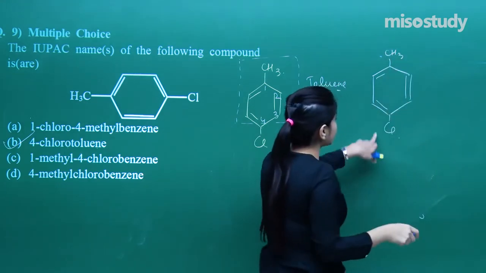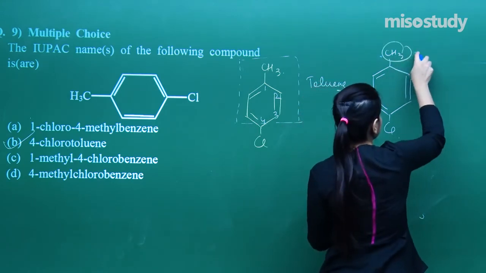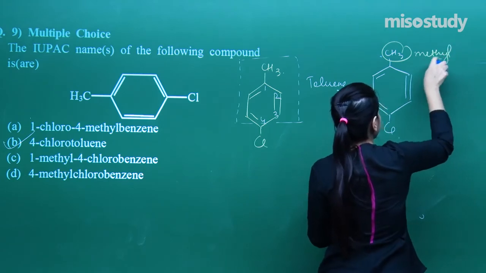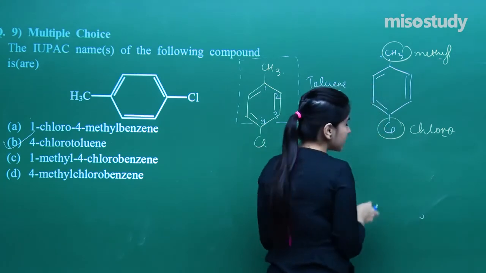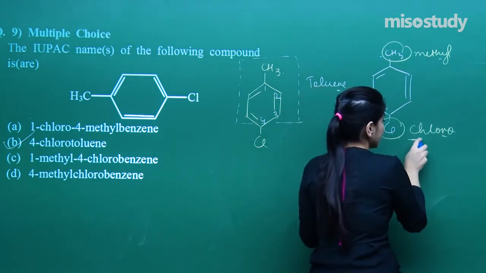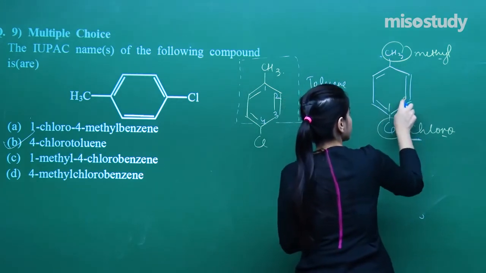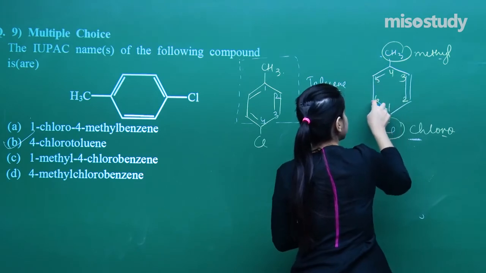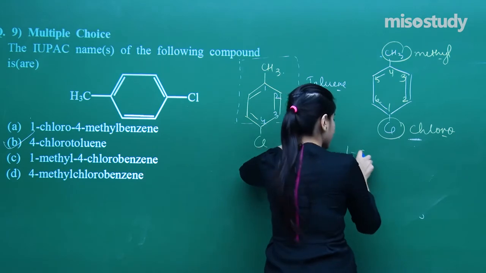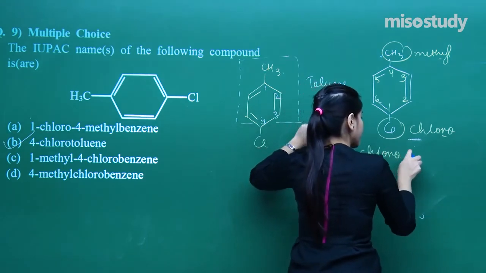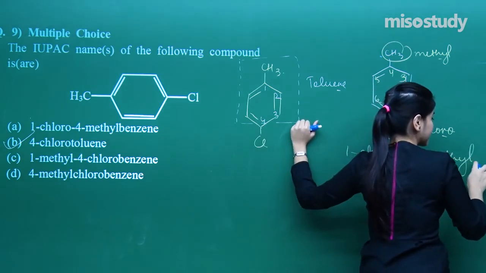So if I treat these two as the substituents, what will happen? I have got one methyl and I have got one chloro. That means as per the alphabetical order, I will be having chloro on position number 1. So it would be 1, 2, 3, 4, 5, 6. That means 4-methyl I have got and 1-chloro I have got. It's 1-chloro, 4-methyl, benzene. That is the answer.